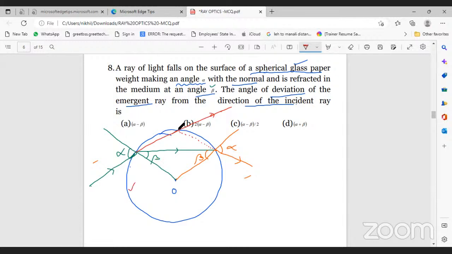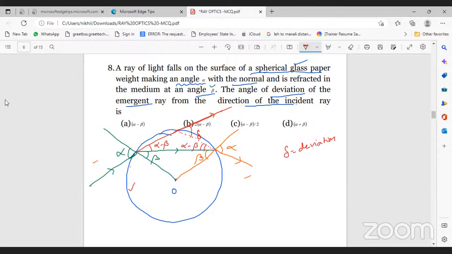Because of this sphere, instead of traveling along the red color line, it has got deviated and it is moving at delta. What does this delta tell? The angle of deviation. Now, if this is alpha and this is beta, this angle should be alpha minus beta, right? The other one is also alpha minus beta.